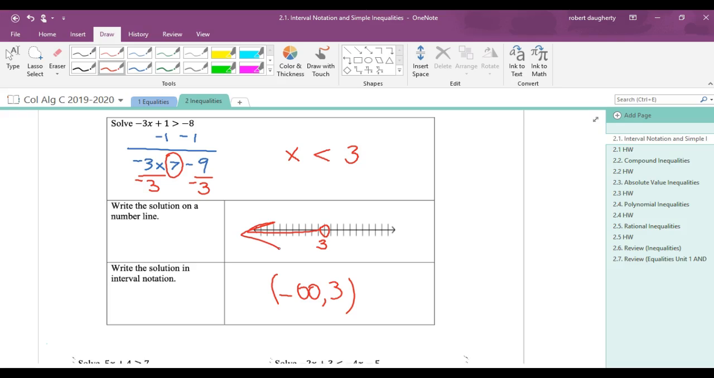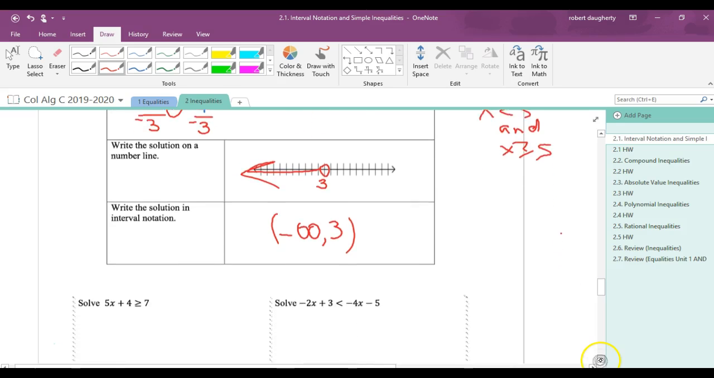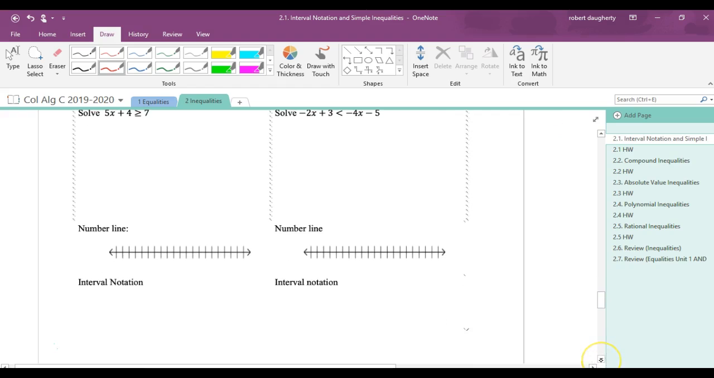I just put it there because where people run into trouble is when they get something like x is less than 3 and x is greater than or equal to 5. Sometimes people have trouble going straight to interval notation. So in that case, you'll find that the number line can be helpful. So that's why I put this on all the problems.